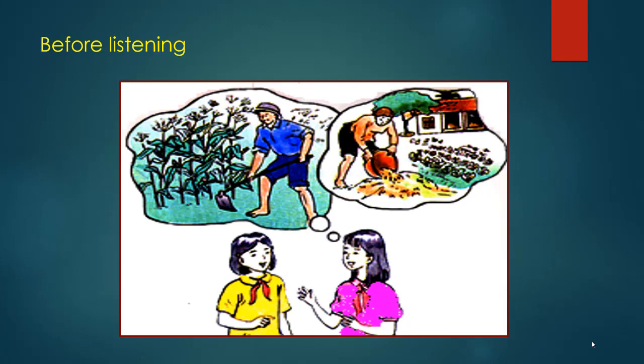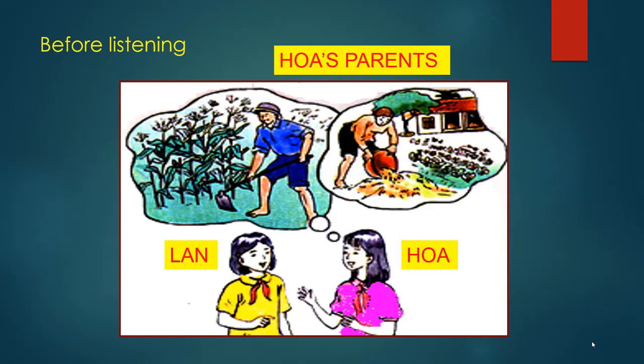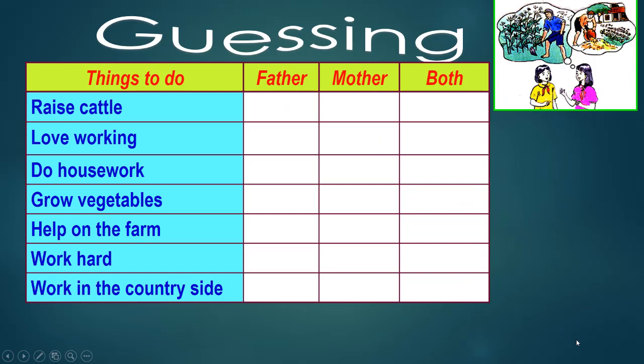Before listening, we look at the pictures. Answer my question. How many people are there in the pictures? Who are they? Yes, they are Lan, Hoa, and her parents. Listen to the conversation between Lan and Hoa and answer the questions. Can you guess what Hoa's father and Hoa's mother do every day? What do they often do? Raise cattle, love working, do housework, grow vegetables, help on the farm, work hard, or work in the countryside.